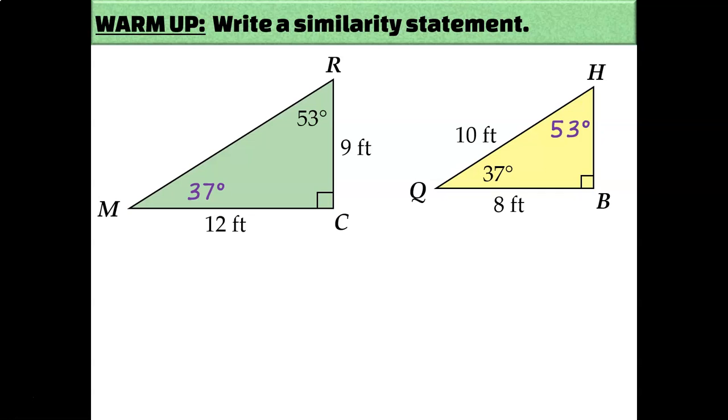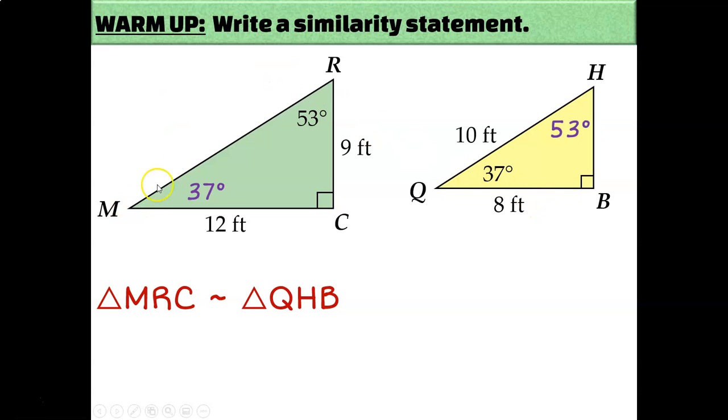To name a triangle, you write a triangle symbol, and then the three vertices of a triangle in any order that you want to. But since we're writing a similarity statement, the letters must be written in a corresponding order for both of the triangles' names. So for example, if I choose to call the first triangle, the green triangle, MRC, I have to call the other triangle QHB, because that goes in a corresponding order.